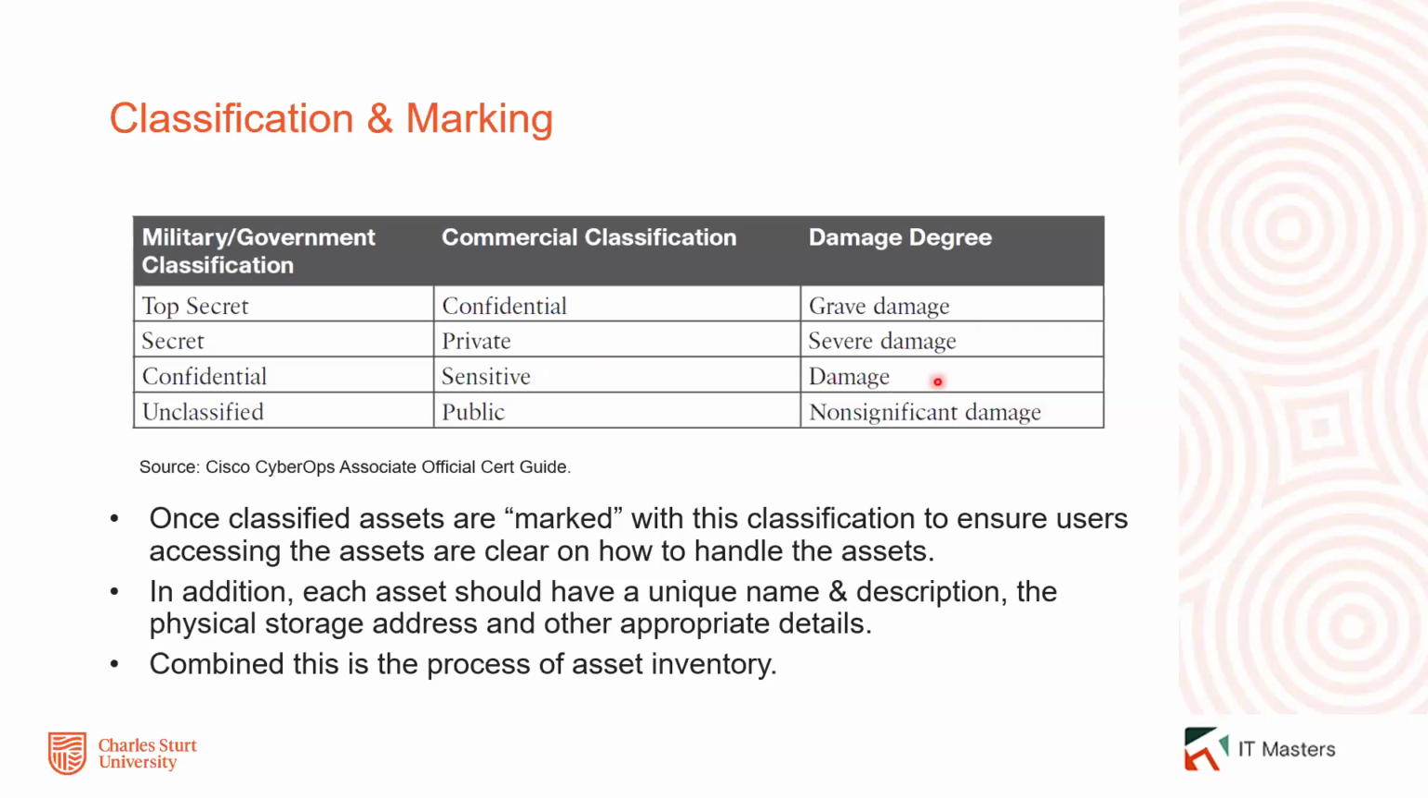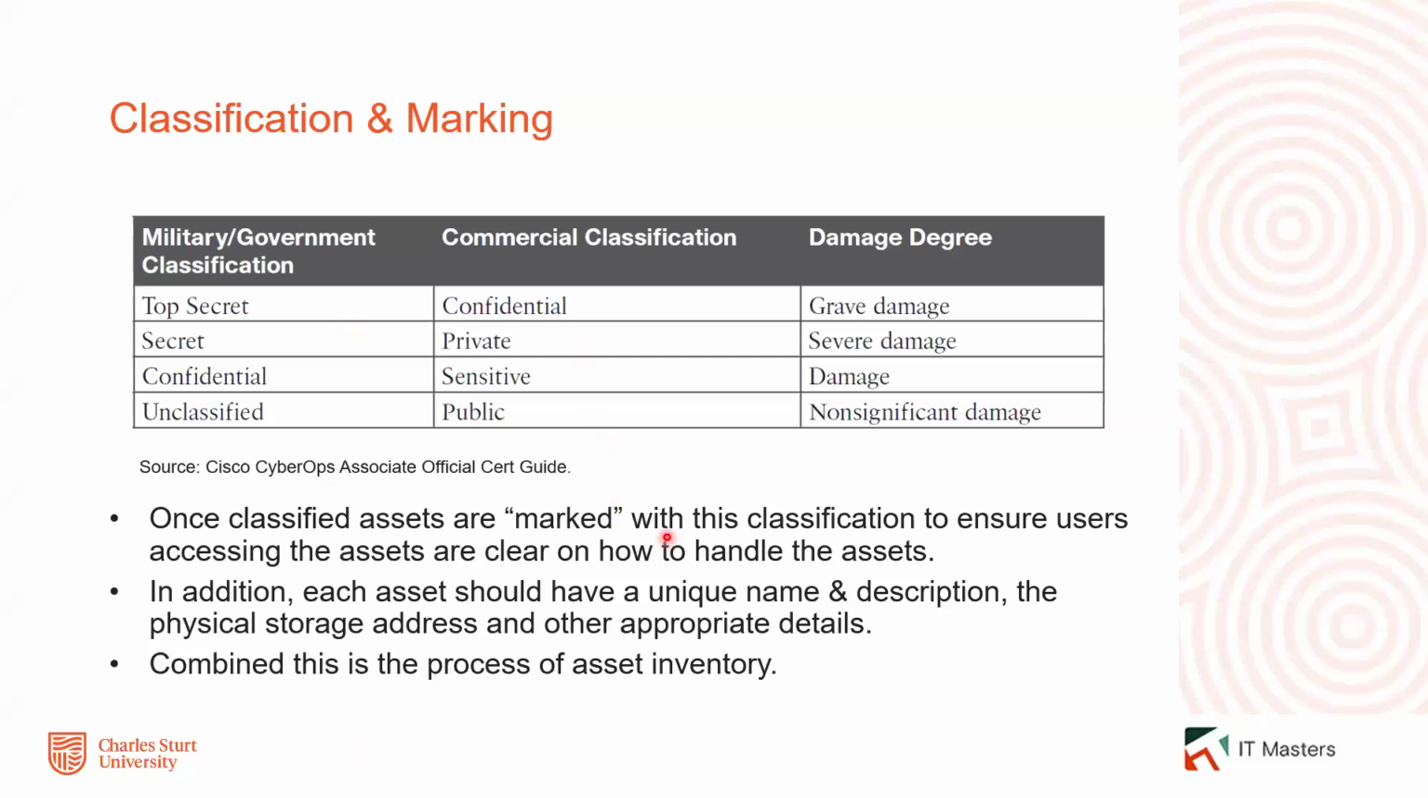Then confidential and sensitive means there's some limited damage. So again, it might be leaking of some sort of information that might be harmful to us if it's turned over to a competitor or an opposition military force, for example. And unclassified or public, we don't care. If it gets leaked outside the organization or someone compromises it, it's not going to cause us any real damage. Now, once these assets are marked with whatever classification they're deemed to fit into, this allows us to determine clearly how we are going to handle the access control around those particular assets or objects.